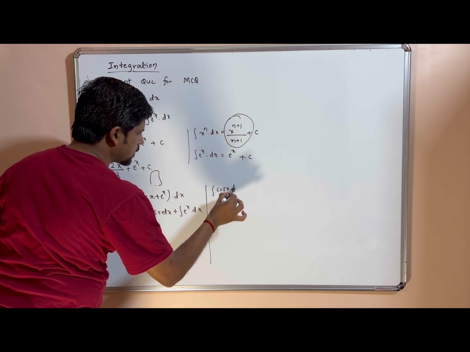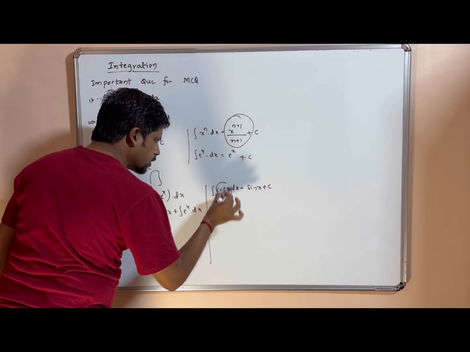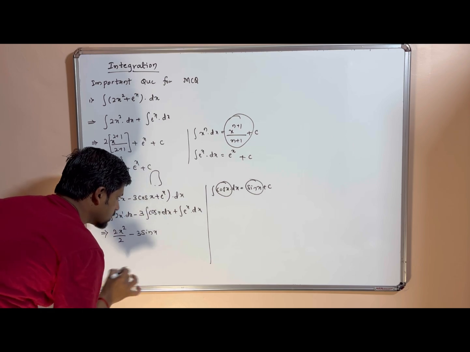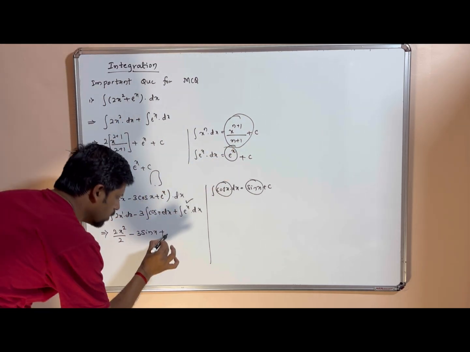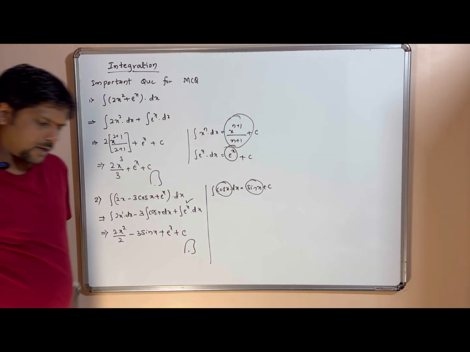cos x into dx is sin x plus c. So integration of cos x is sin x, so minus 3 sin x plus, again integration of e to the power x is e to the power x only. So e to the power x plus c, which is the correct answer. Write it down.